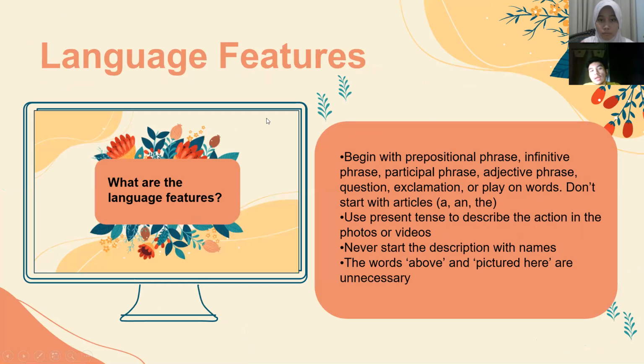Now we're talking about the language features. For the first one, it begins with prepositional phrase, infinitive phrase, participle phrase, adjective phrase, question, exclamation, or play on words. And it doesn't start with articles like a, and, or the. We use present tense to describe the action in the photos or videos, and we never start the description with names. The words above and pictured here are unnecessary.